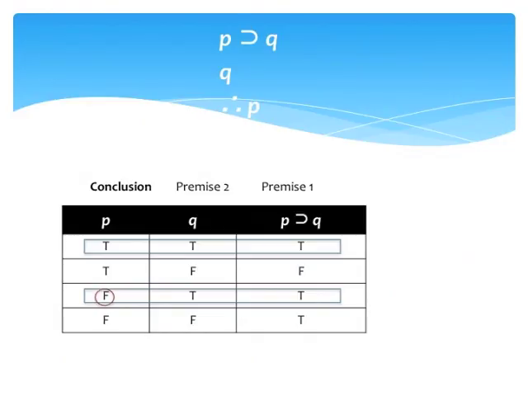Now the premises are if P then Q and Q, and the conclusion is P. So the second premise and the conclusion have switched places. There are two rows in which both premises are true, namely 1 and 3. In row 1, the conclusion is also true, so it's all right. In row 3, however, the conclusion is false. So that constitutes a counterexample. And that shows that it's possible for the premises to be true and the conclusion to be false. That is, this argument pattern is invalid.